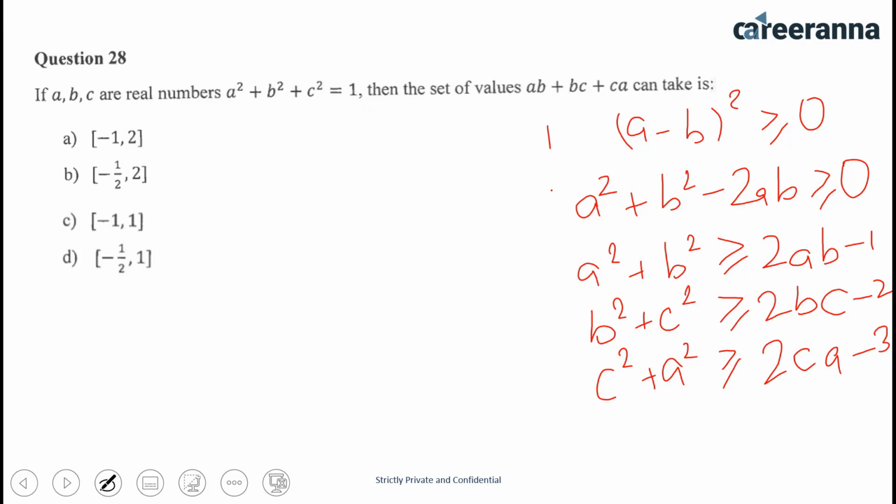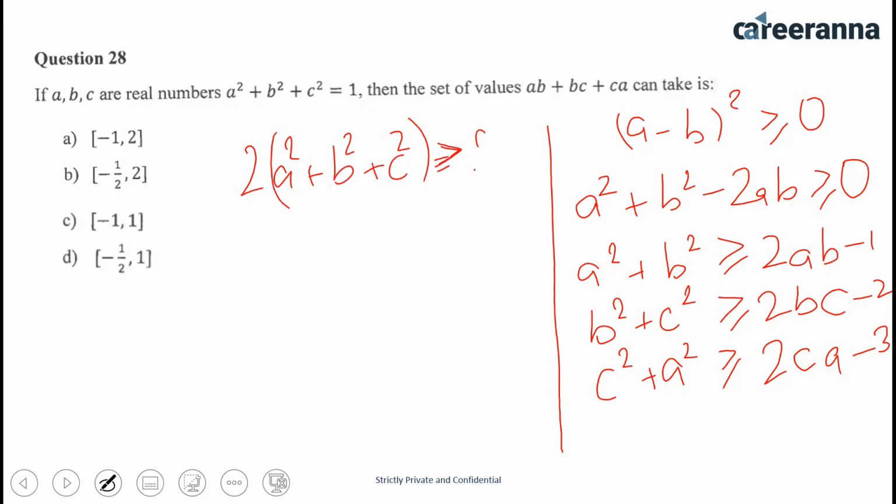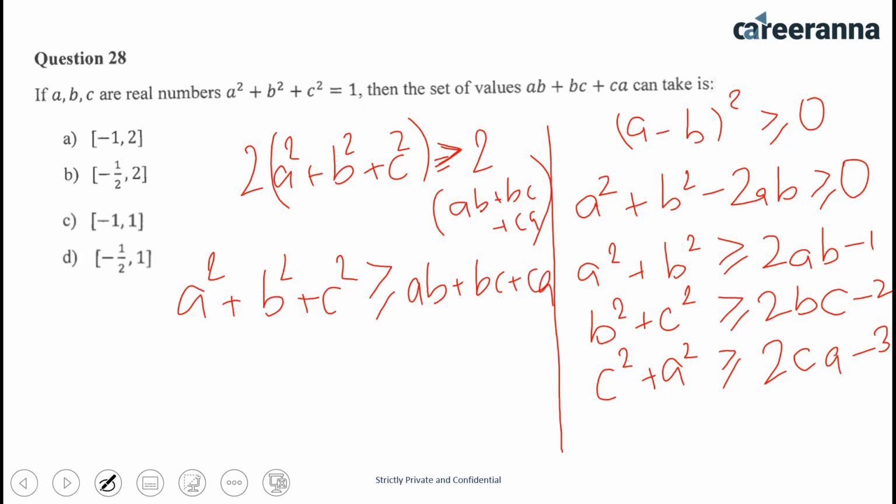Now what I'll be doing, I'll be adding all these three. So I'll be getting twice of a square plus b square plus c square, which should be greater than equal to twice of ab plus bc plus ca. So that means a square plus b square plus c square is always greater than equal to ab plus bc plus ca. Now I know the value of a square plus b square plus c square, which is given to me in the question. So 1 is always greater than equal to ab plus bc plus ca. That means the maximum value of ab plus bc plus ca can be 1. So hence we can see from our options that A and B will be eliminated and we are only left with options C and D.